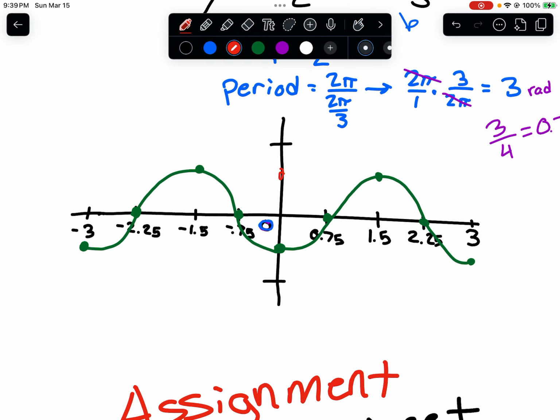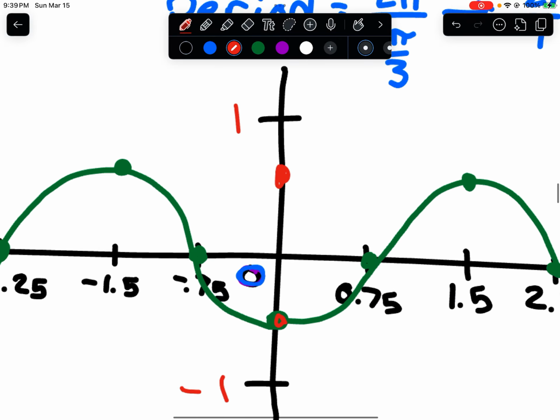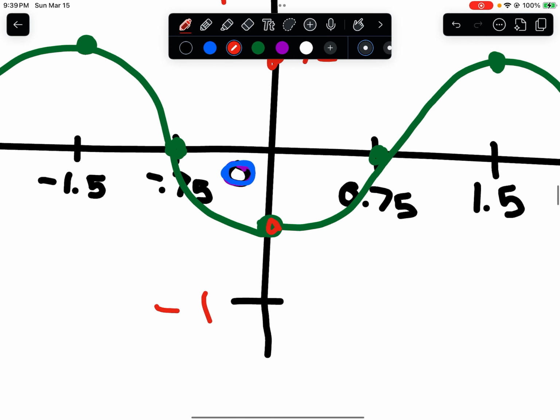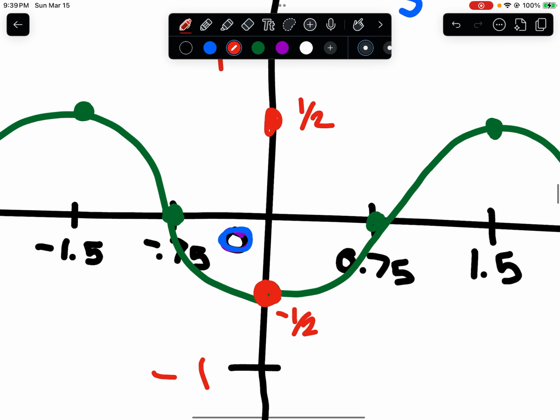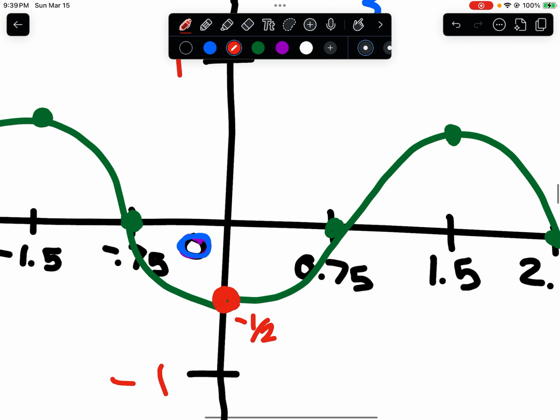Now, with cosine, cosine's either going to start at the maximum or the minimum. And if we've got negative 1/2, our amplitude is a half. So that means I'm either going to start at a half or negative a half. And since it's negative 1/2 cosine, I'm actually going to start down here.